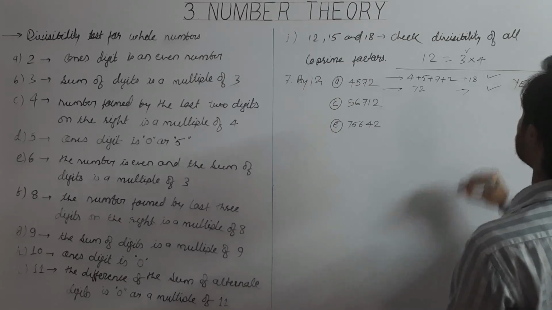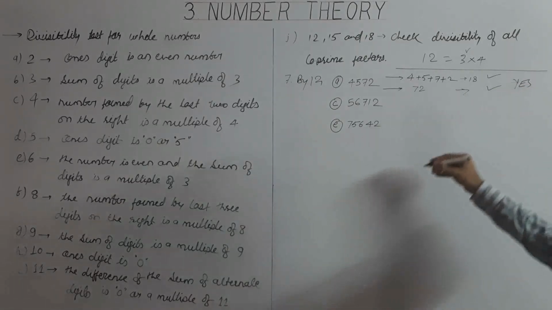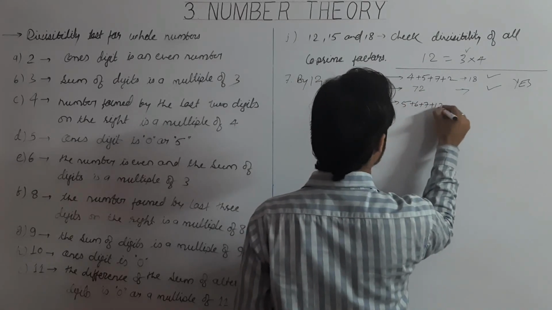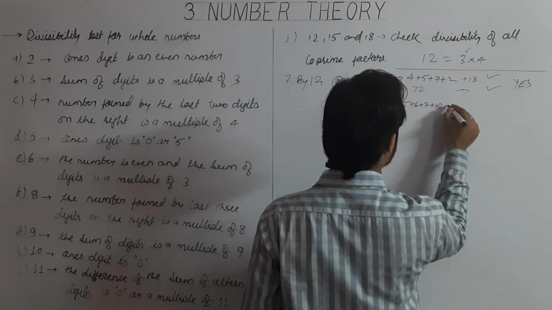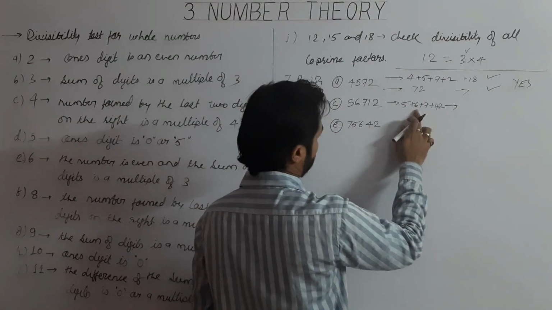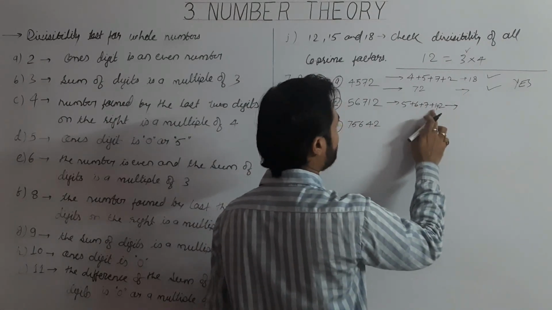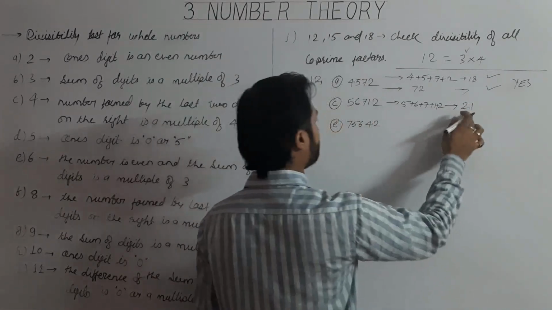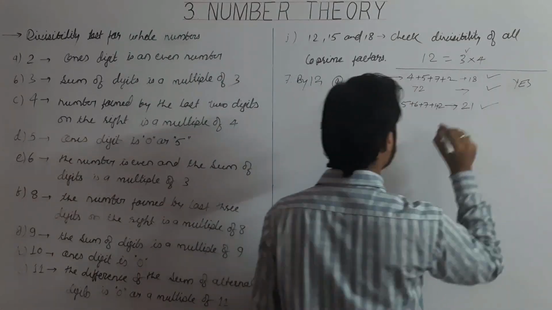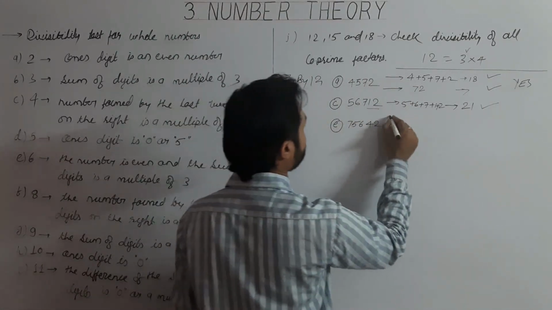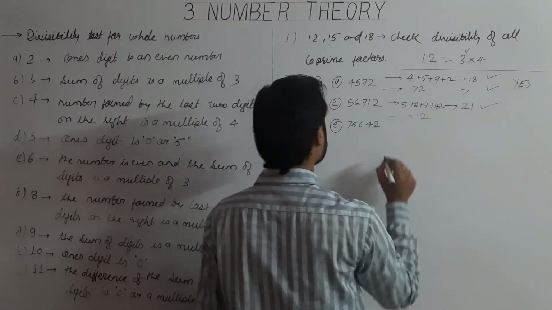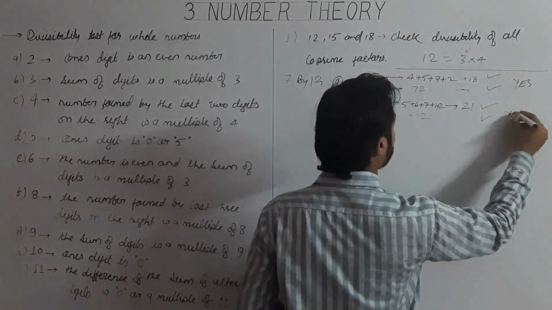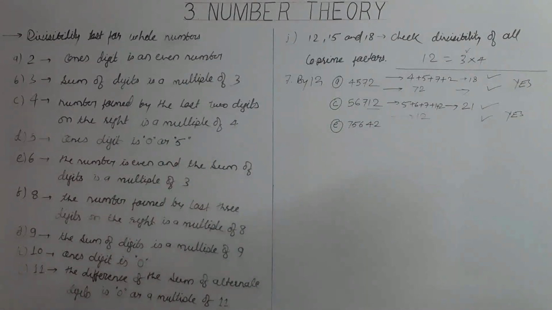Next, 5, 6, 7, 1, 2. The number is 5, 6, 7, 1, 2. Again, we have to check for 3 and 4. For 3, we have to add 5, 6, 7, 1, 2. 6 plus 5, 11. 11 plus 1, 12. 12 plus 9, 21. 21 is a multiple of 3. Yes. Then last two digits, 12. So 12 is also a multiple of 4. Both conditions satisfied. So the number is divisible by 12.